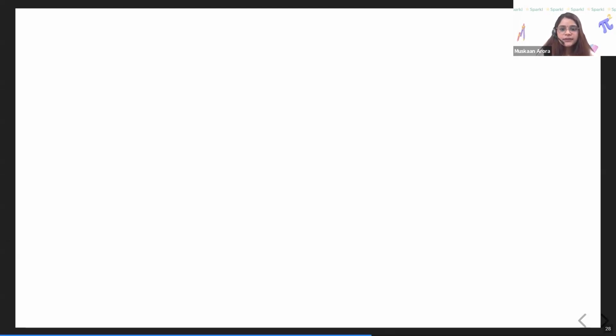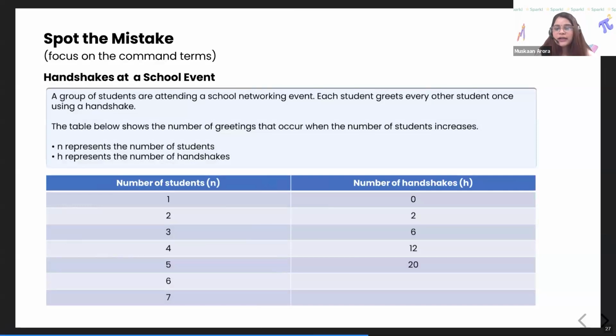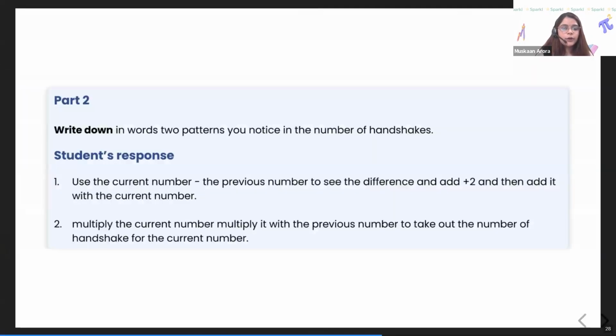I'll quickly go back to the previous slide. You can look at the number of handshakes: 0, 2, 6, 12, and 20. And this is the response that one of the students gave. Please try to analyze the response and find any error in it. And if you think the response can be better, please be ready with a better one.